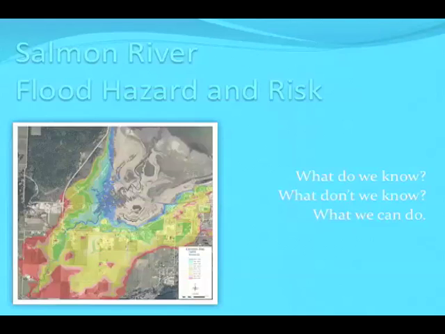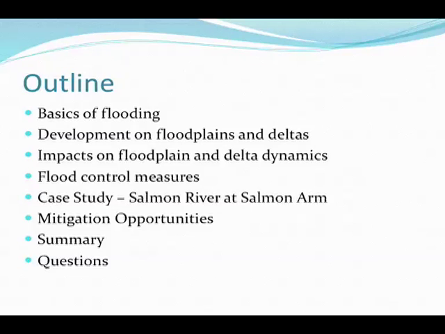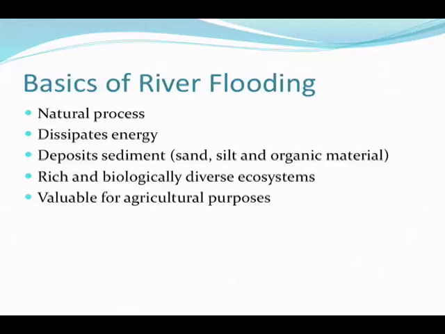Okay, so the presentation that we made here last week was, as you show here, Salmon River Flood Hazard and Risk: what we know, what we don't know, and what we can do about it. What we'll cover here is the basics of flooding, development on floodplains and deltas, impacts of floodplain and delta dynamics, flood control measures, and then we'll use the Salmon River and Salmon Arm as a bit of a case study. We'll look at some mitigation opportunities and some summaries of what you've presented, plus a few questions.